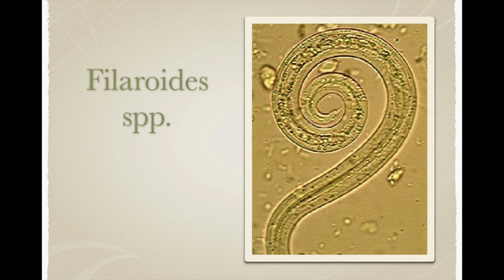Last and finally, we got the Filaroides. Similar to Physaloptera, these forms have the curl. However, in Filaroides, it's a lot more obvious and they almost look like small snail shells in some cases. The definitive host is a dog, and it is usually transmitted when the mother is licking her puppies, and one major symptom is a chronic cough.